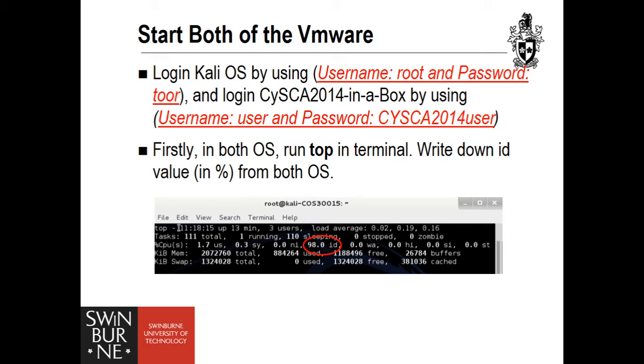After opening everything, you can open the terminal in both OS and run top. Just type top in the terminal in both OS and then write down the ID value from both OS. You need to write down the number here and record it in your answer sheet.